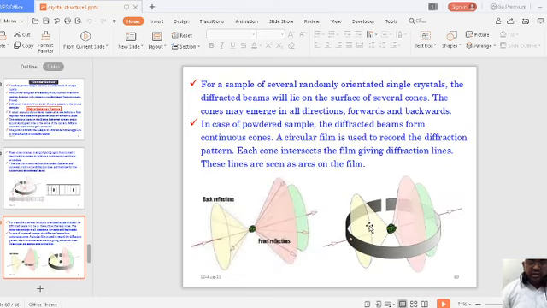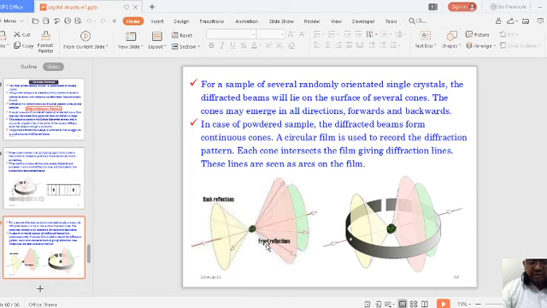Now, for a different sample of several randomly oriented crystals, you get different orientations here. These orientations are nothing but a sample of several randomly oriented single crystals. The diffracted beam will be lying on several cones. You can see these are small pieces of the crystal.